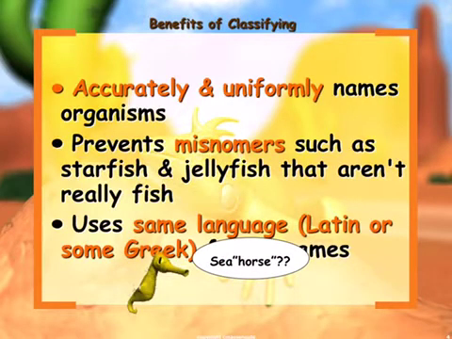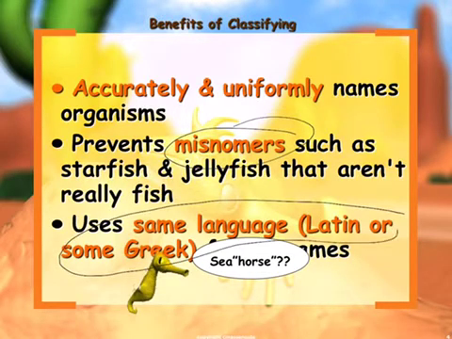Now, why do scientists classify things? First of all, it allows for accuracy and uniformity in naming organisms. It prevents misnomers or mistakes in naming, and it creates a uniformly recognized language which scientists around the world share. For example, Greek or Latin derivations are used for the scientific name, although a common name might be different. The scientific name is what's recognized by the international community of scientists, whereas a common name or a colloquial name for a local area might be different from place to place.